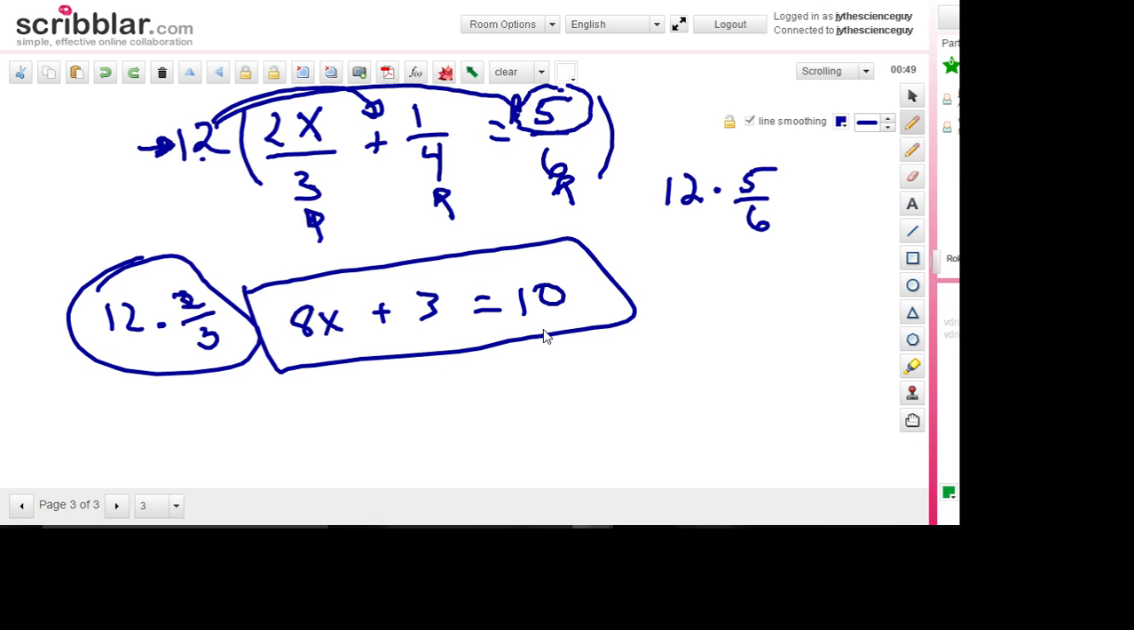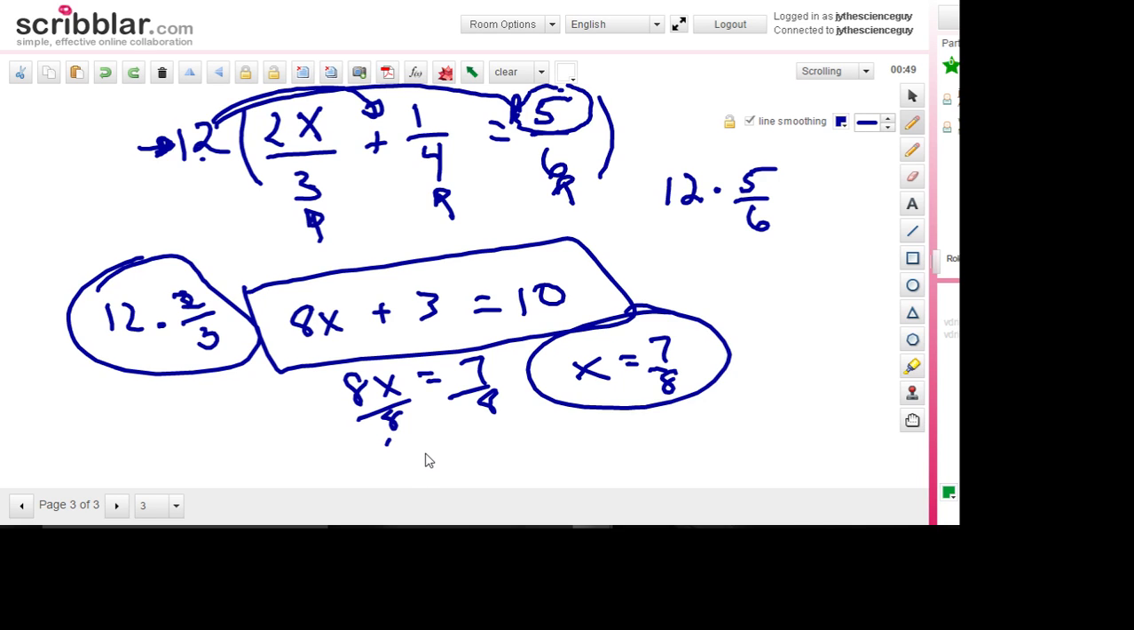So now this is a 2-step algebra question. What do I move first? You subtract the 3 on the other side, so it's 7. And then what? And then you have to divide by 8. So it's just 7/8. X equals 7/8. And that's your answer.